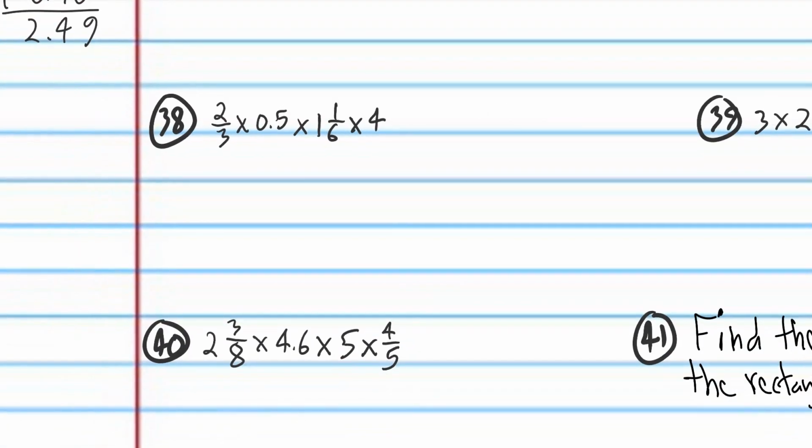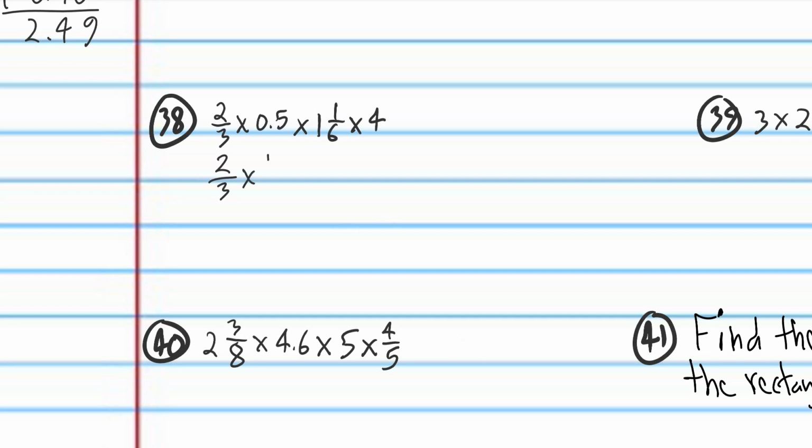Because we learned when we figured out how to multiply mixed numbers in the previous class that you cannot multiply or divide mixed numbers. You always have to convert them to improper fractions. So let's go ahead and do that. 2/3, that's already a fraction.